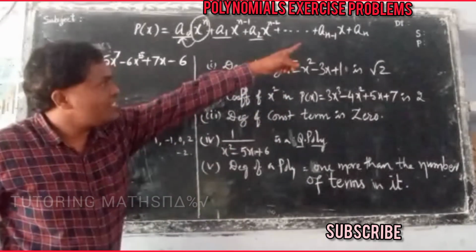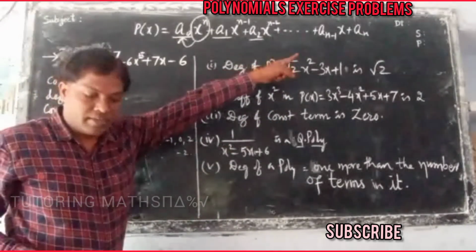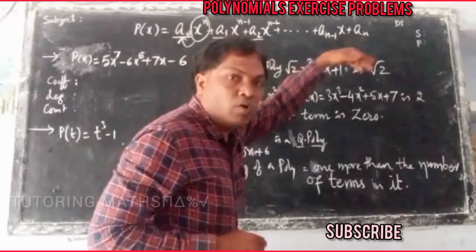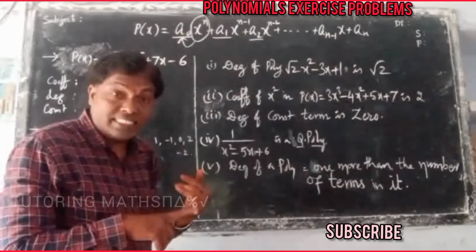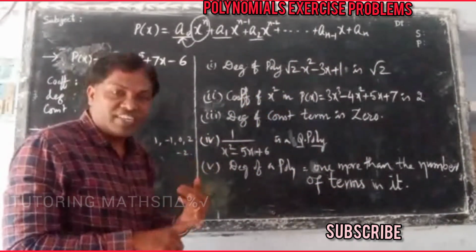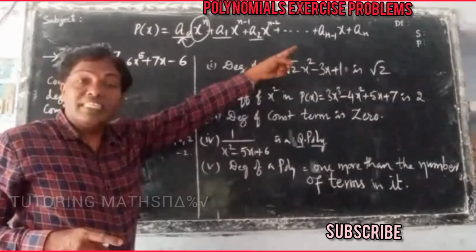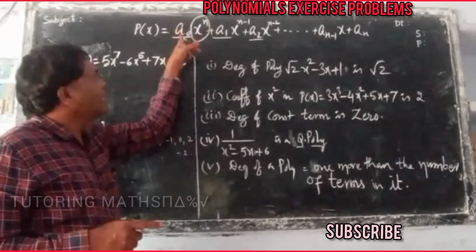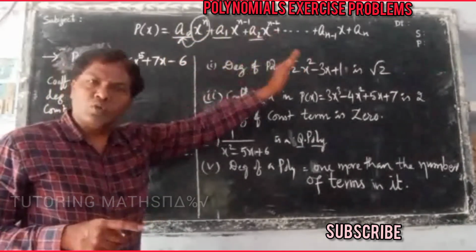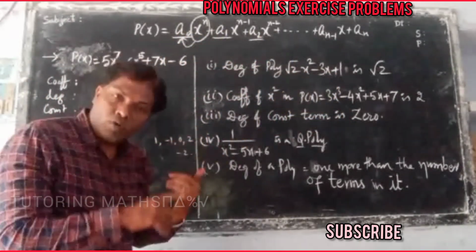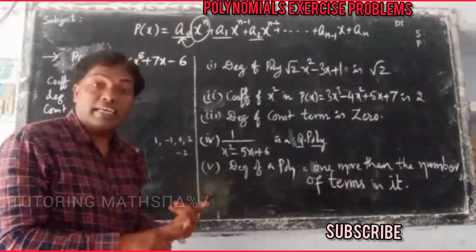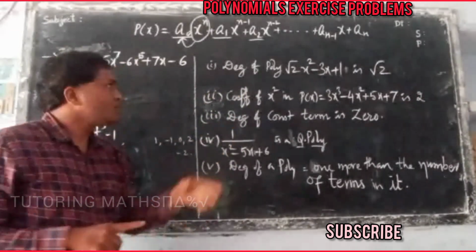And see the last term an. What is an? There is no x term, there is no literal term, there is no variable. So therefore it is a constant. Finally, a0, a1, a2 and so on up to an are called coefficients. They are also called constant terms.